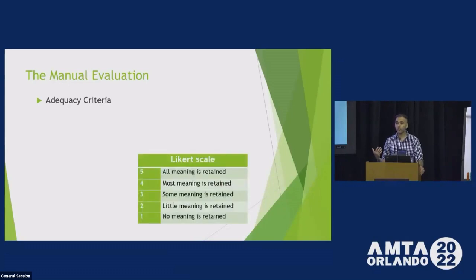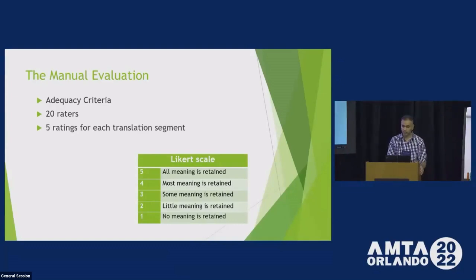And then we had our framework of a simple Likert scale, from 1 to 5, 1 being no meaning is retained and 5 being all meaning is retained. Then we were lucky to have 20 raters rate our back translations. And that means that each translation segment was rated by 5 different raters.